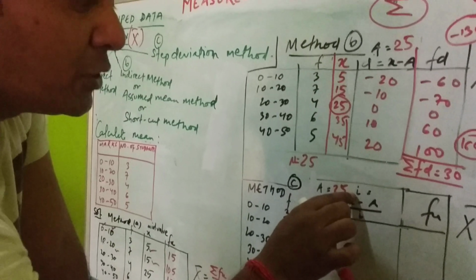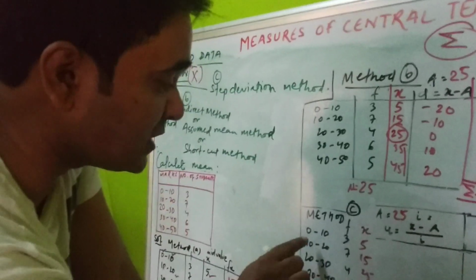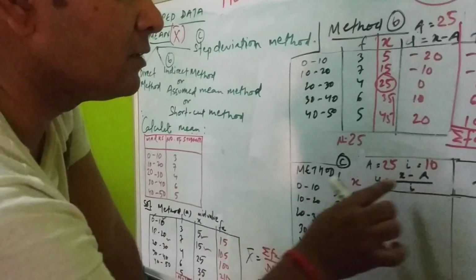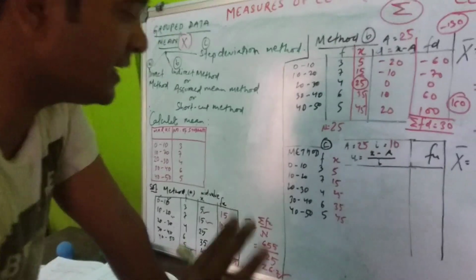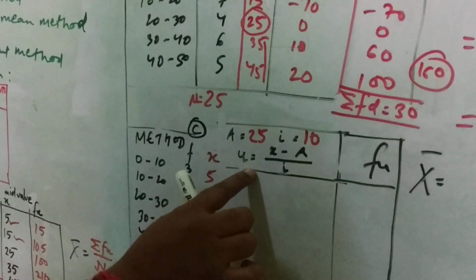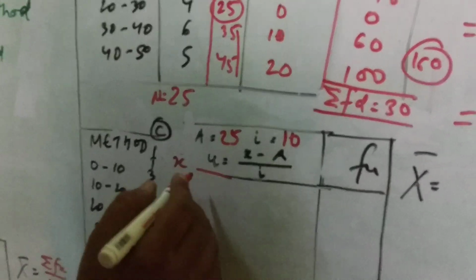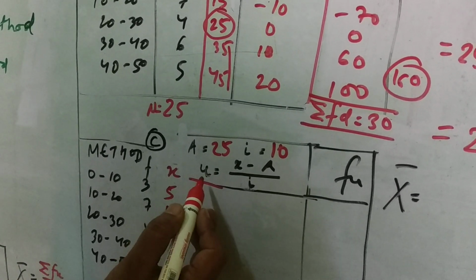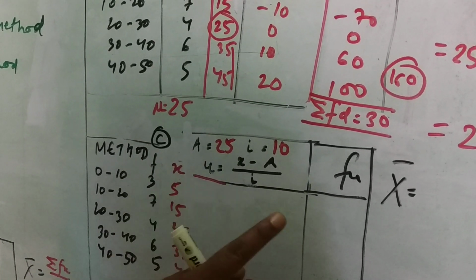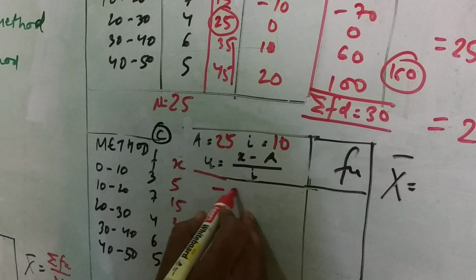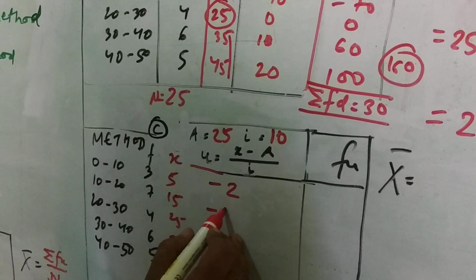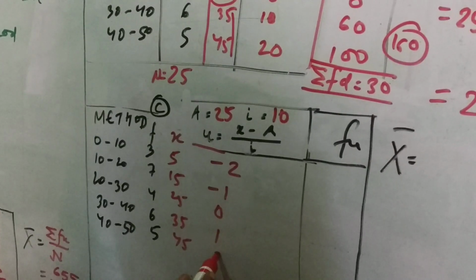Now we have to take the range. This is small letter i, it means range. Range is the gap between these two. Just see here, 10 minus 0, 10. Or you can say 20 minus 10, 10. Or 30 minus 20, 10. In any case, the gap between the first, second or any class interval is our range. We are going to calculate the step deviation, which is represented by u. So the u formula is x minus A by i, which means 5 minus 25 is minus 20 divided by 10 is minus 2. 15 minus 25 is minus 10 divided by 10 is minus 1. Similarly, 0, 1 and 2 you are going to get.